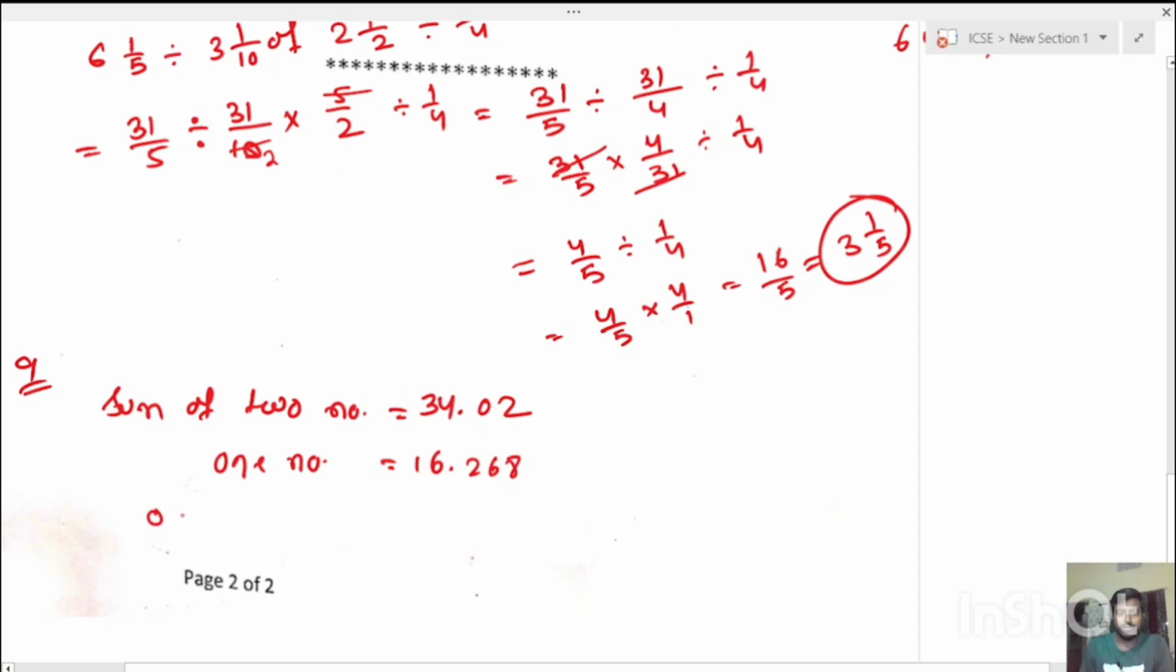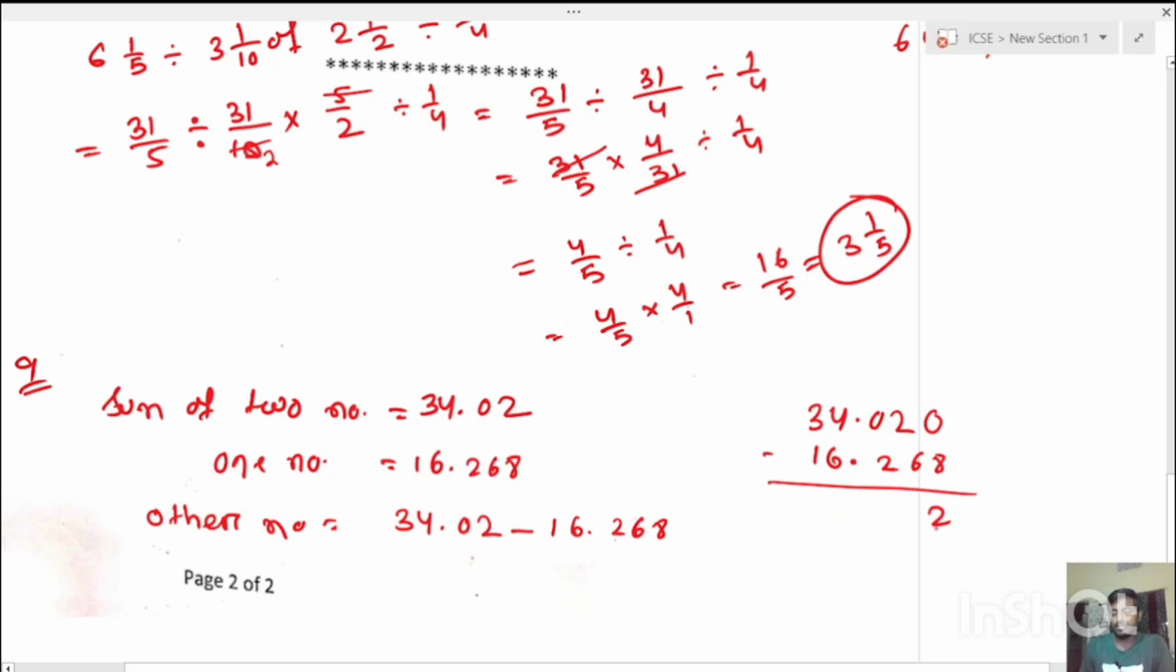The other number is equal to the sum minus one number, that is 34.02 minus 16.268. So we subtract. Here we write 0 because of like decimals. Subtracting digit by digit with borrowing, we get 17.752. Therefore the other number is 17.752.